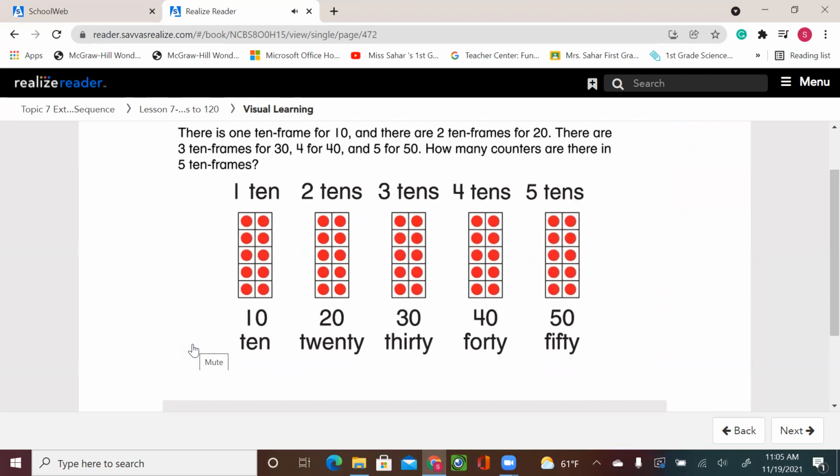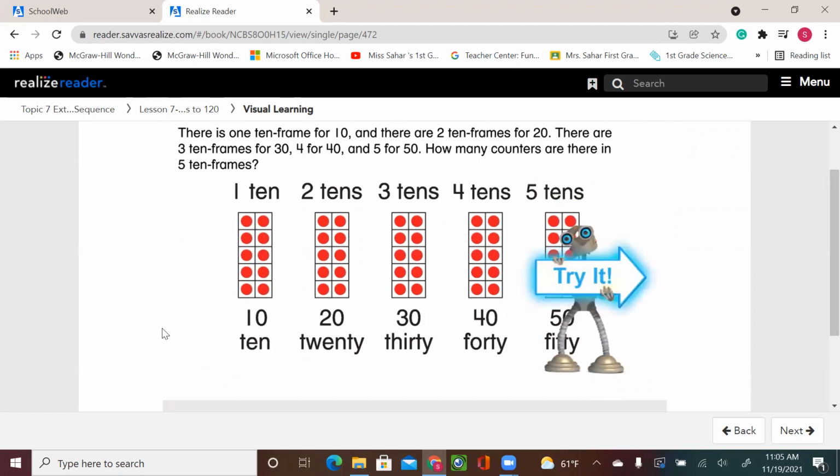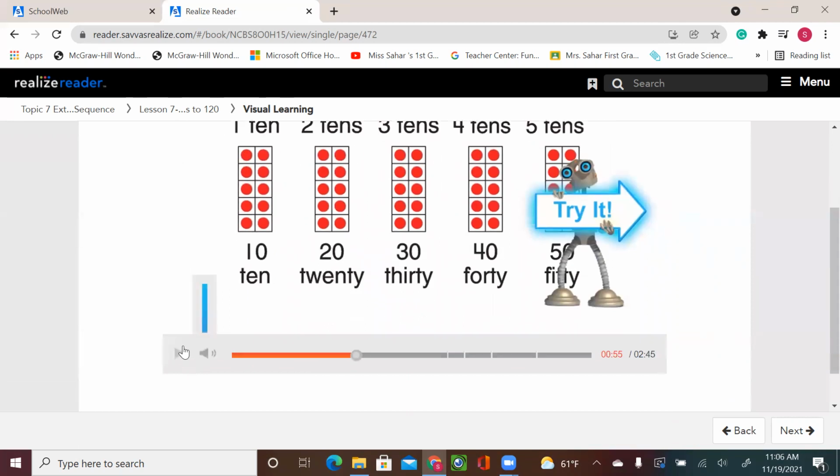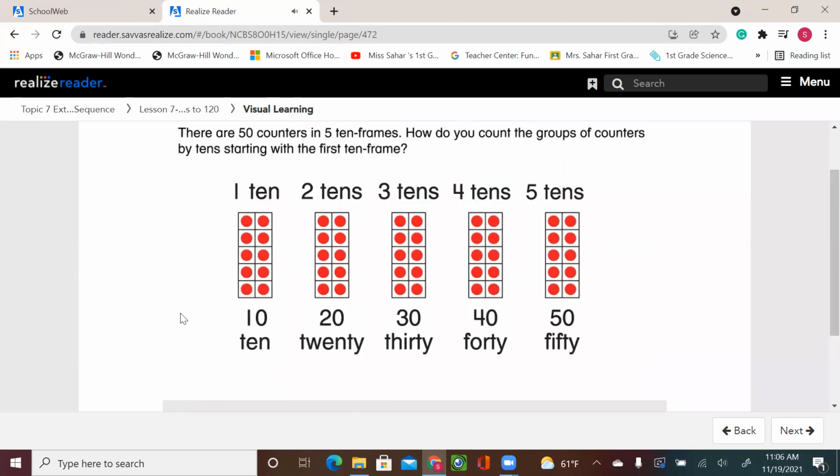How many counters are there in 5 10 frames? As we see, each 10 frame gets 10 counters. I see the whole box is filled, so there are 10 counters. So 10, 20, 30, 40, and 50 counters in 5 tens. That's when we say we count by tens, or skip count by tens. Each 10 frame has 10 counters. There are 50 counters in 5 10 frames.